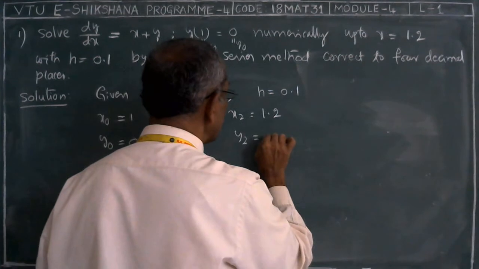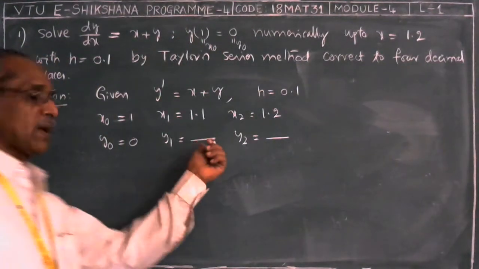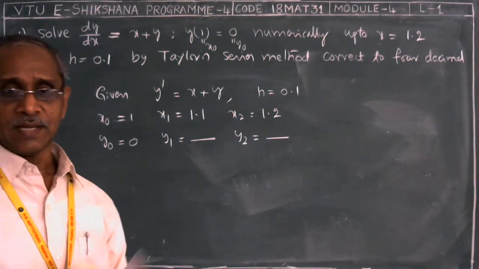Is equal to 1 point. So I need to fill these two blanks now. I need to find y1 first and then y2 using Taylor's series method.